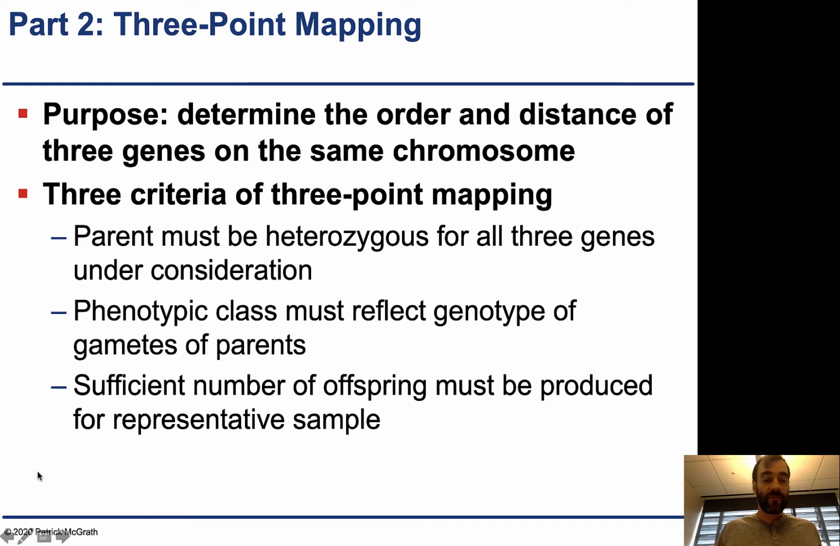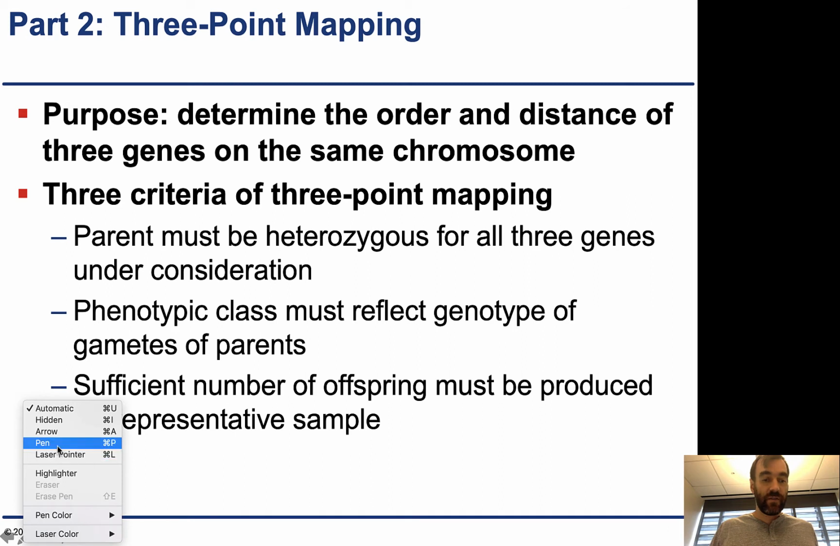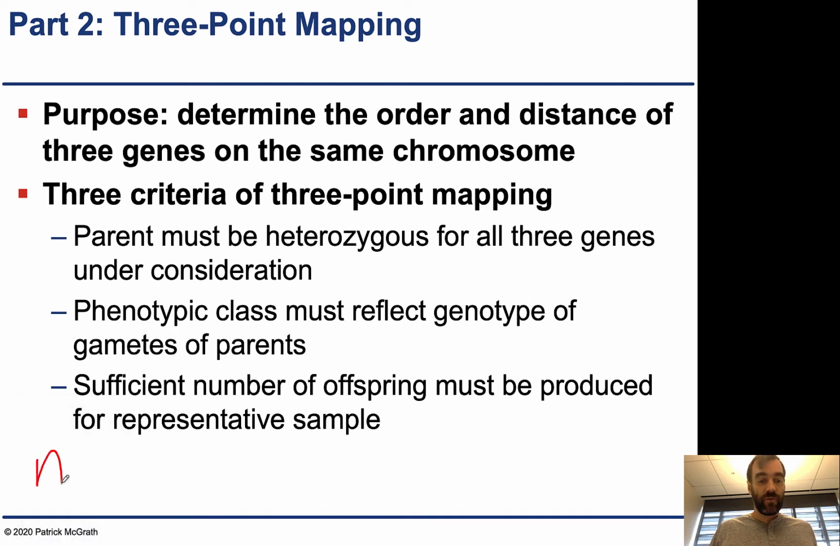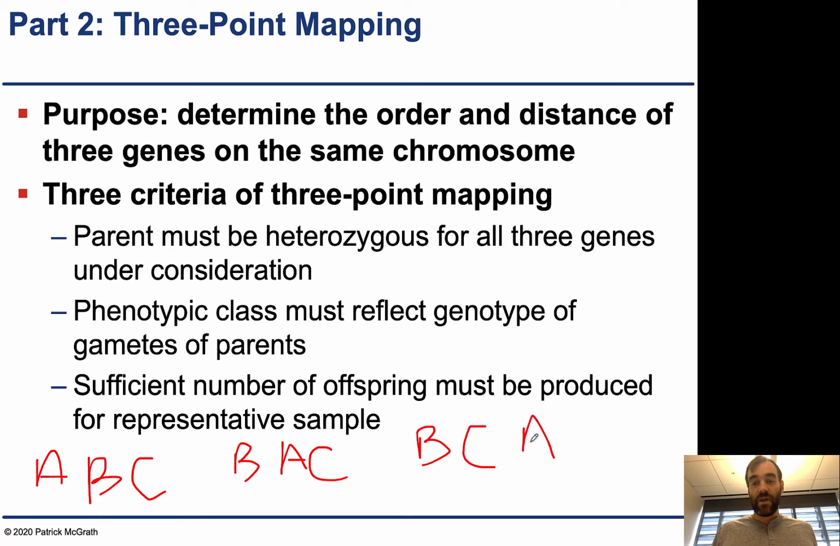So let's say we have three genes, A, B, and C, we'll call them, and there's multiple possibilities for the order of those three genes. So you could have B in the middle, but you could also have A be the gene that's in the middle, or C be in the middle. And so we want to have an experimental strategy that allows us to determine and distinguish between these three possibilities.